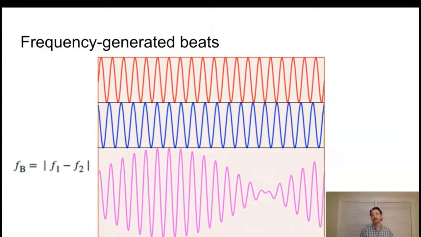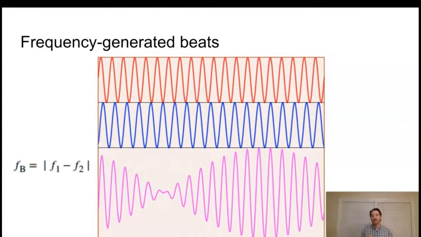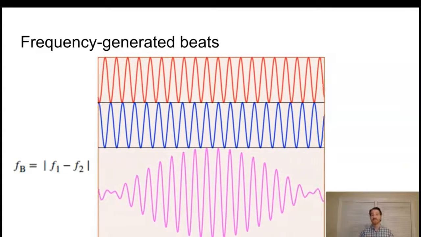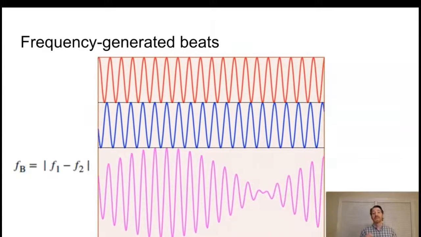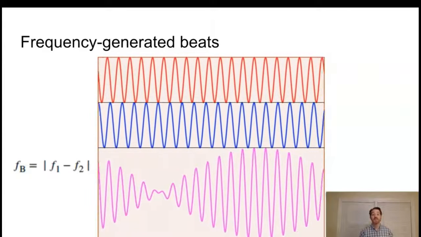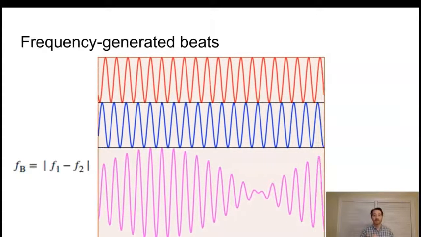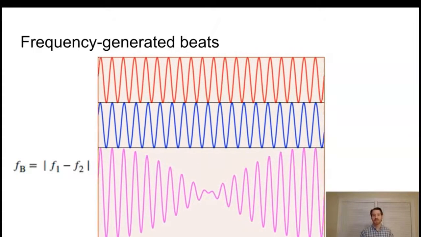If they're nearly identical in frequency, then when they add together, you sometimes find that they add together in a constructive interference pattern and sometimes in a destructive interference pattern, and the difference between the two can actually be detected as a wave itself. So for example, the red wave and the blue wave here are being added together to form that bottom wave that is, I guess, magenta-ish.